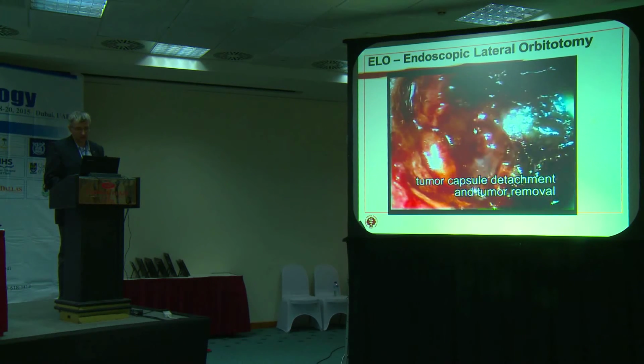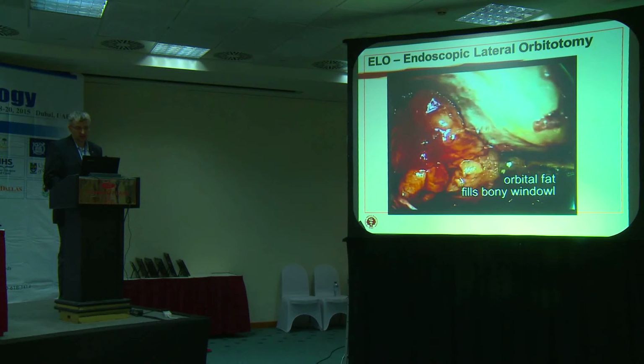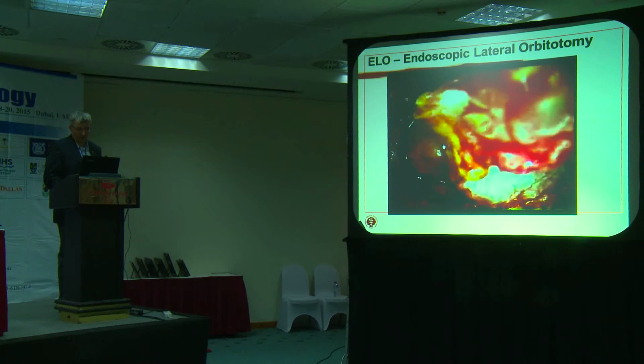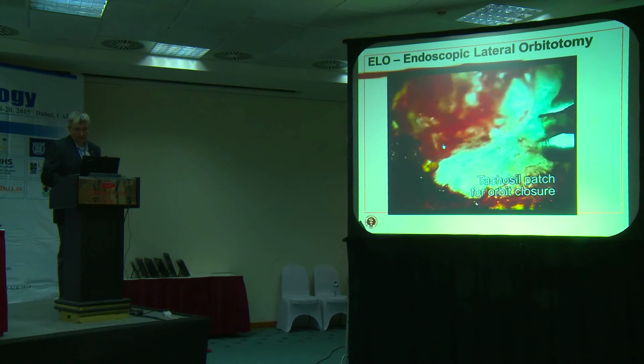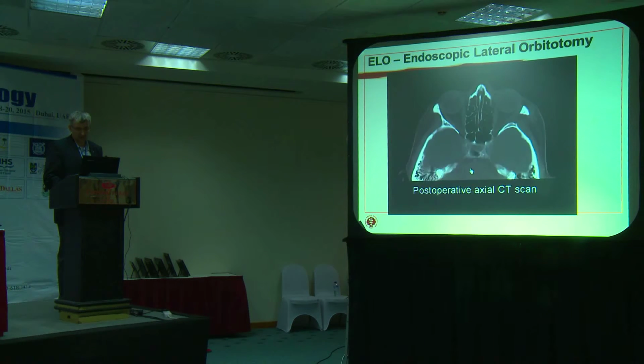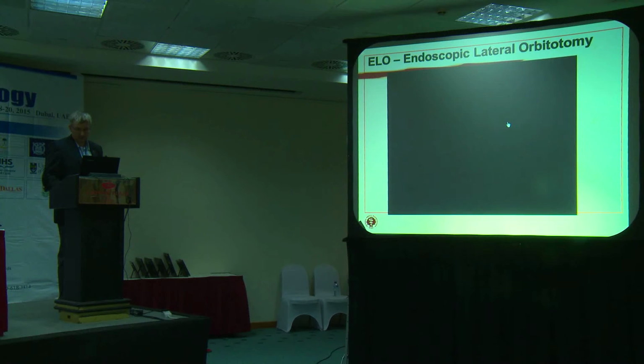Reconstruction of the wall of the orbit is not necessary in this case. We sometimes put a patch of Tachosil on the wound and fill the gap with a muscle, the temporalis muscle. This is the post-operative view and the deficit in this particular case.